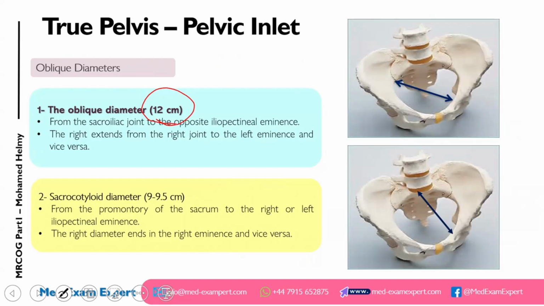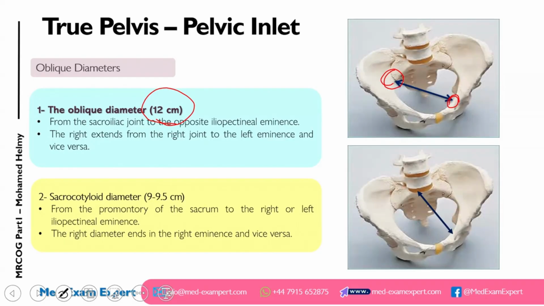So what is the oblique diameter? We extend a line from the sacroiliac joint of one side to the iliopectineal eminence on the opposite side. This is called the oblique diameter. We name the direction of the diameter according to the joint, not the eminence. When we say right oblique diameter, it means extending from the right joint to the left eminence. So this is a right diameter, because it extends from the right joint.